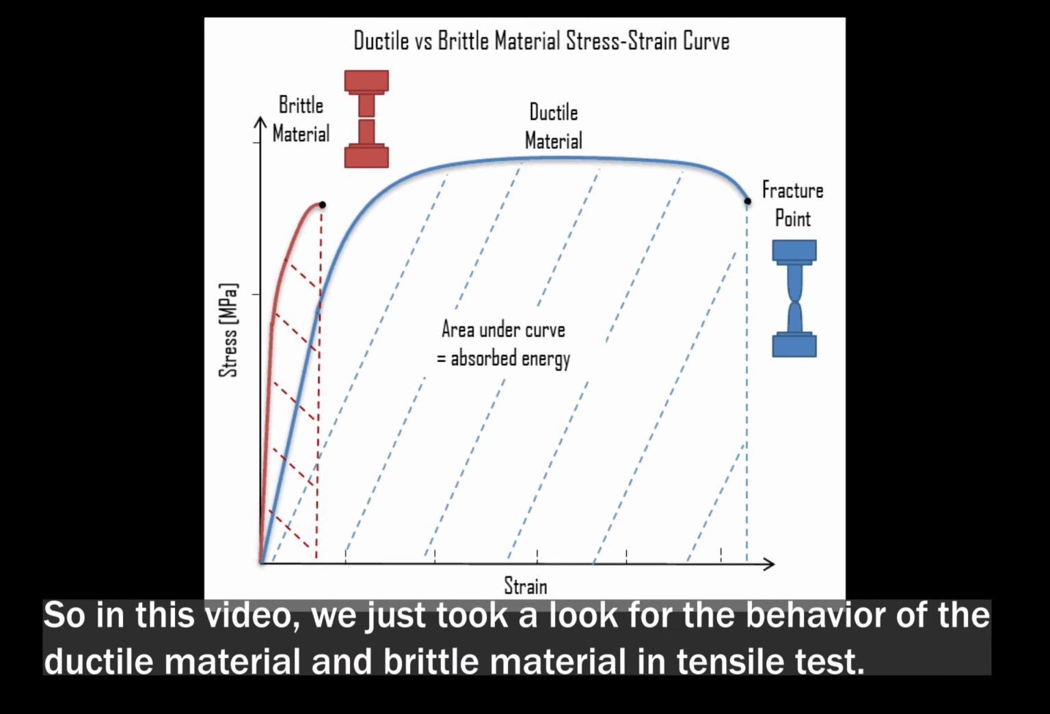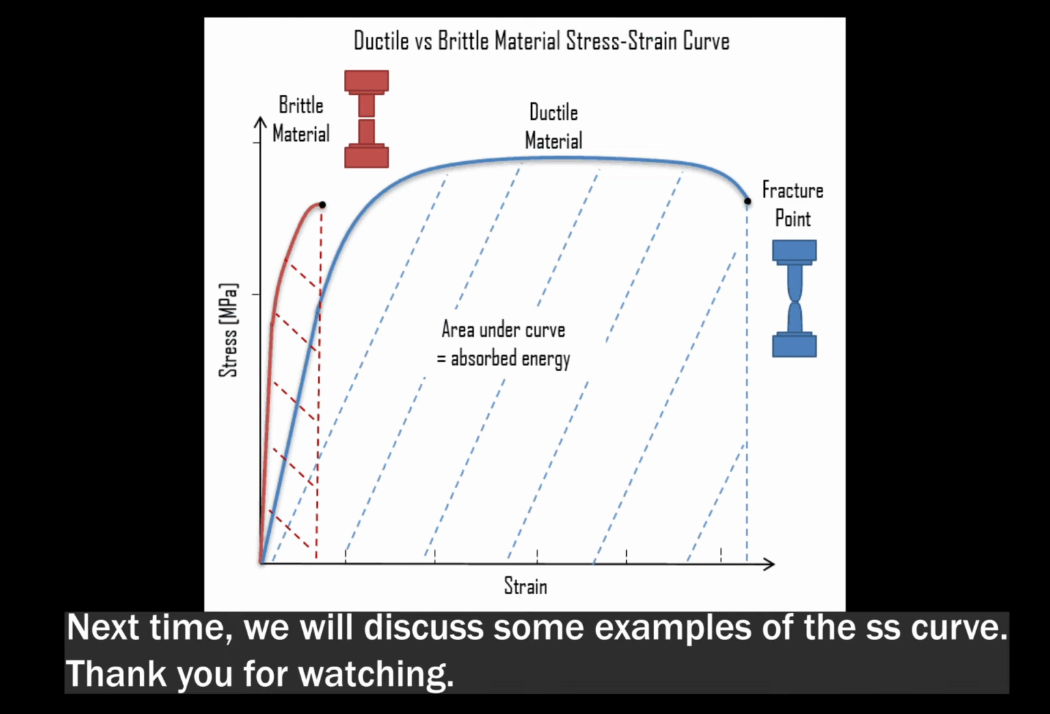So in this video, we just took a look at the behavior of ductile material and brittle material in the tensile test. Next time, we will discuss some examples of the SS curve.